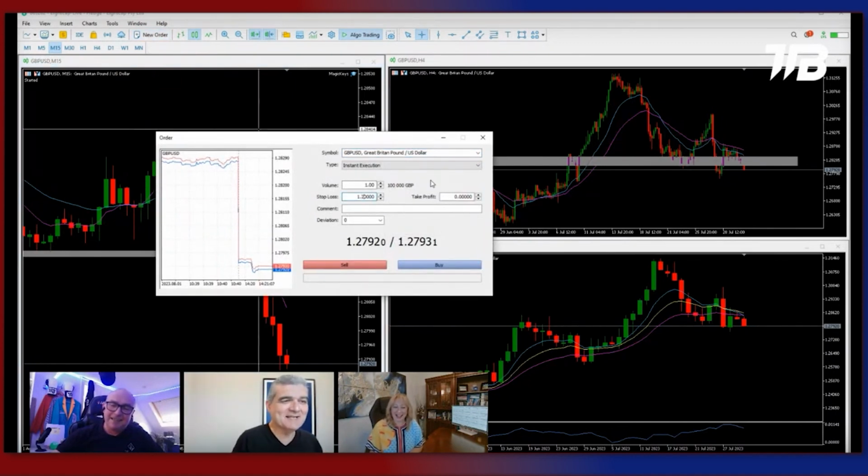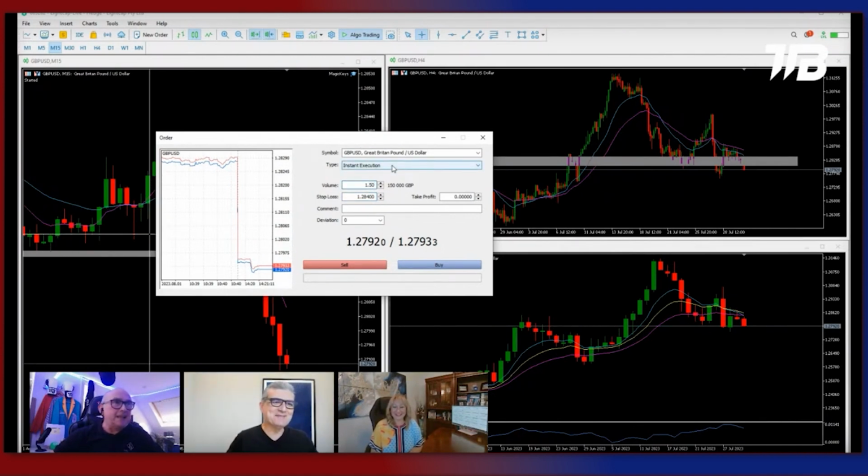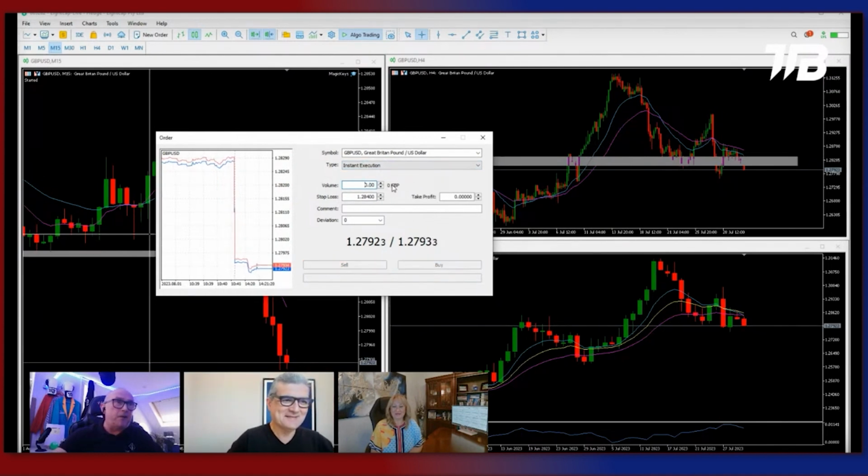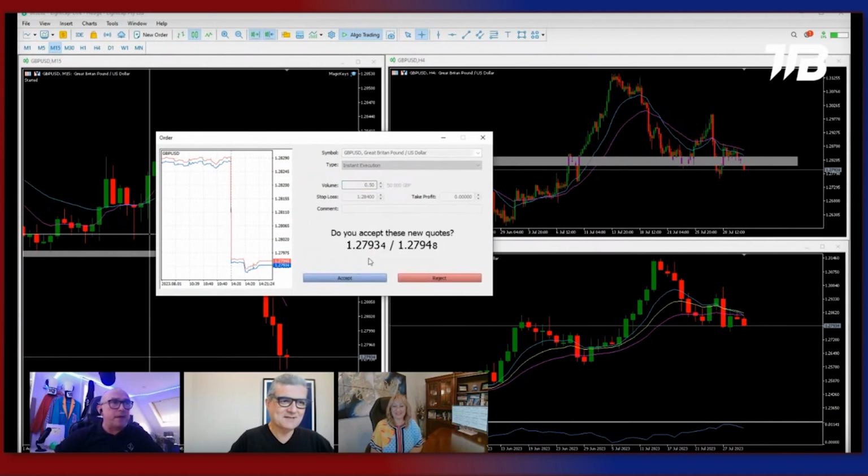You do have to ration yourself for 3 trades, Andrew, so you can't max out the account. But okay. That's good. 1.5. I'll sell half a lot then, shall I? Half a lot is fine. Yeah, it's okay. So we'll sell that here with the stops above.